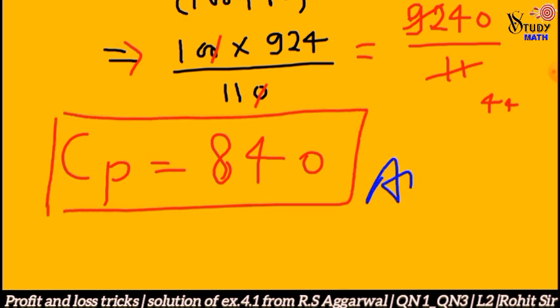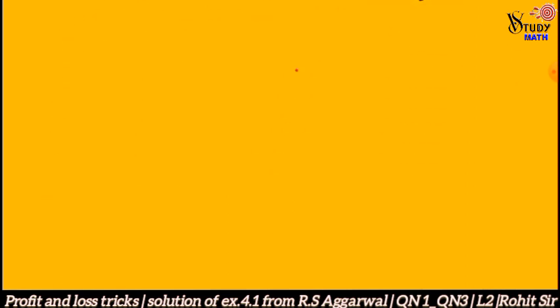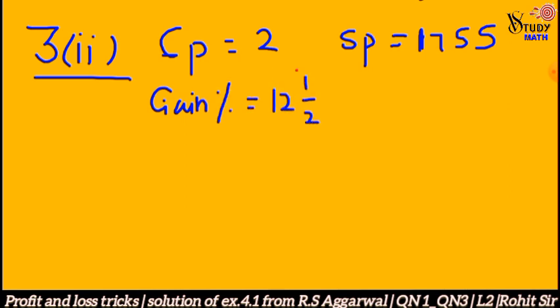Now move to problem number 3, part 2. In the second problem, again we have to find CP. SP is given here, 1755. Gain percent is also given here. Gain percent is 12 and 1 by 2%, or we can write it as a fraction, 25 upon 2%. 12 2s are 24 and 1 is 25 by 2.